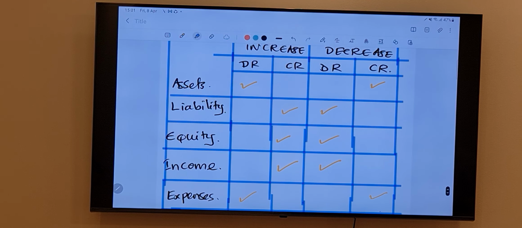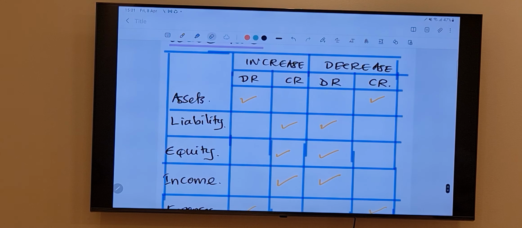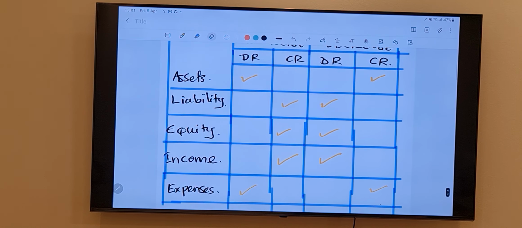This is the table that you need to remember. With this, you cannot miss any double entry. Any double entry, you put it in the table and follow this rule. The only thing is, you need to understand what the item is. Is it asset, liability, income? Okay, I will ask you. Sale of $100 for cash. Tell me the double entry using this rule now.